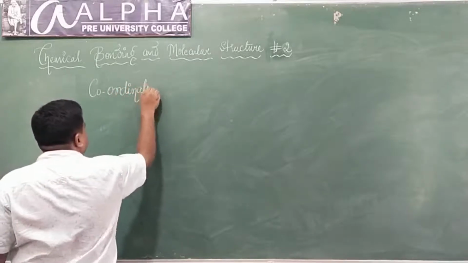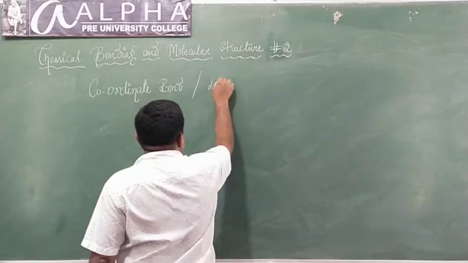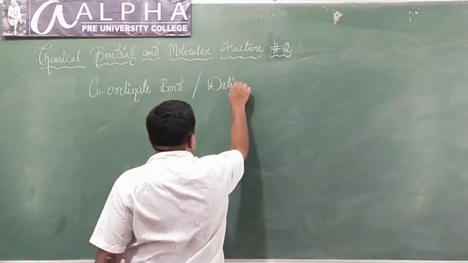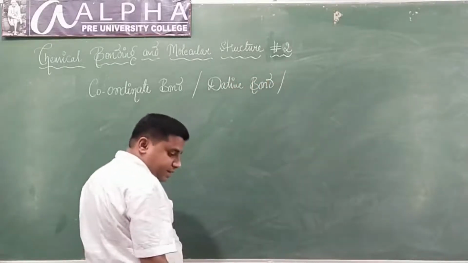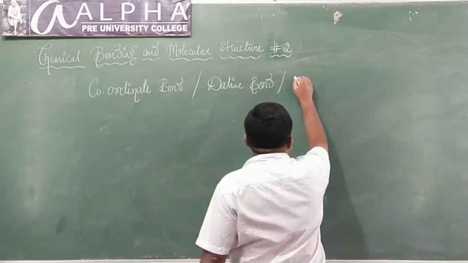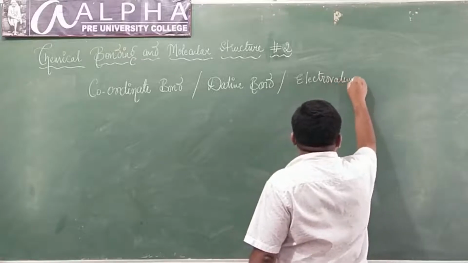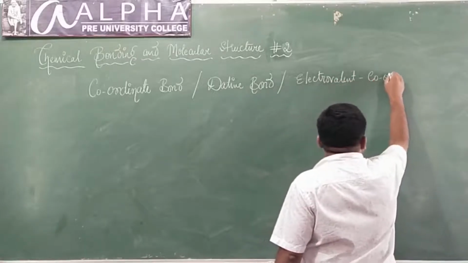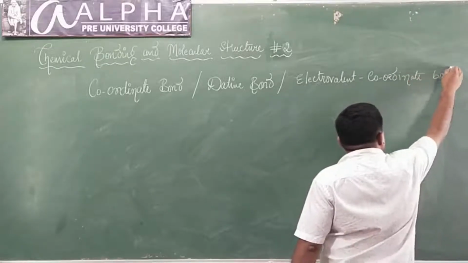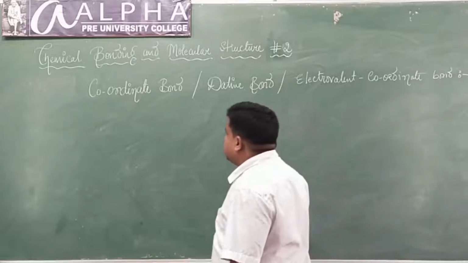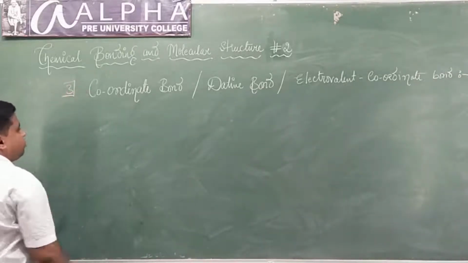Okay, it is called a coordinate bond, or it is also called a dative bond, or an electrovalent coordinate bond, anything is fine. Electrovalent coordinate bond. Are you getting it, students? The third type of bond. What is this third type of bond called?